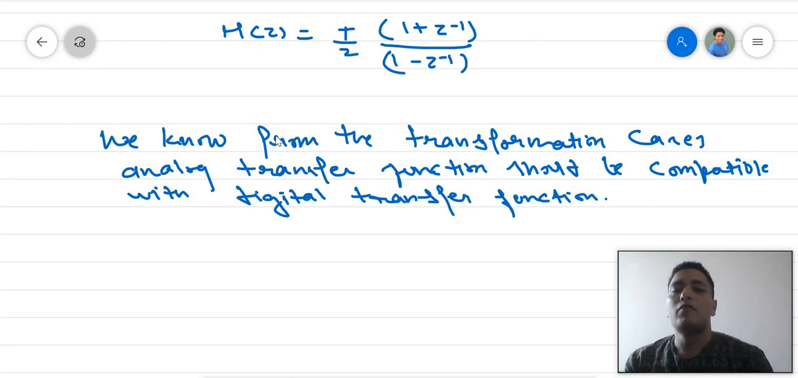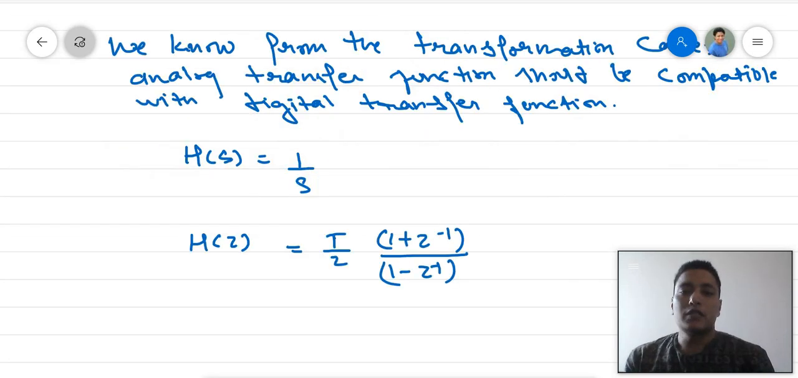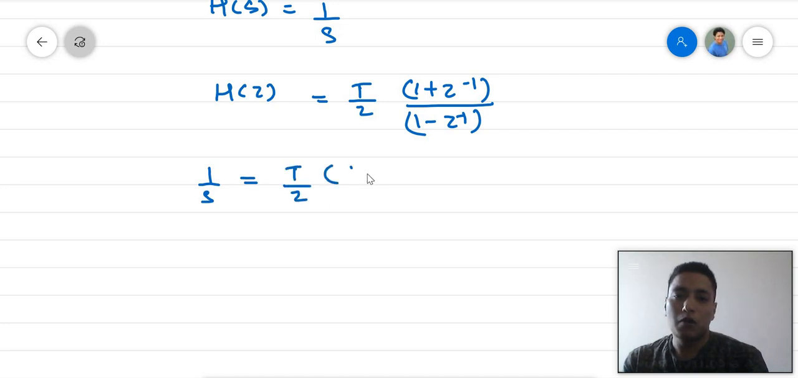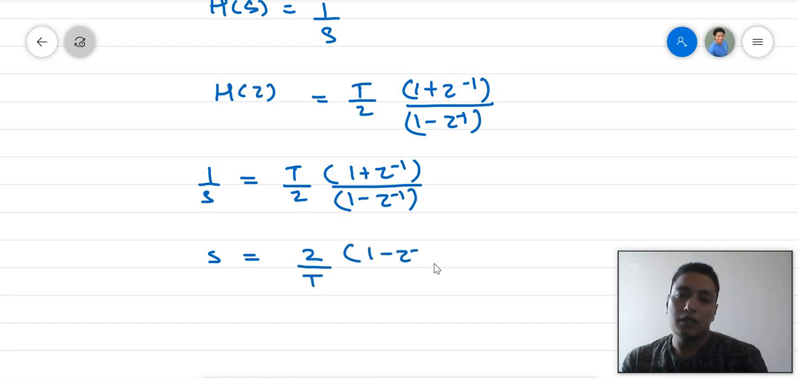Now in the next step, we know from the transformation cases that the analog transfer function should be compatible with the digital transfer function. The analog transfer function is H(s) equals 1 by s and H(z) is equal to T by 2 times (1 plus z inverse) over (1 minus z inverse). Comparing these, we get 1 by s equal to T by 2 times (1 plus z inverse) over (1 minus z inverse). Then we can find s will be equal to 2 by T times (1 minus z inverse) over (1 plus z inverse).